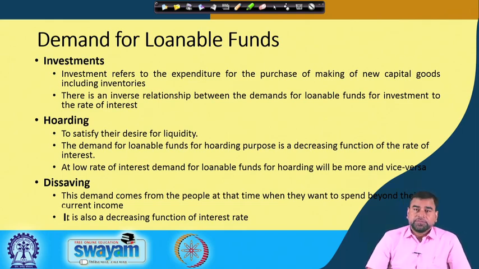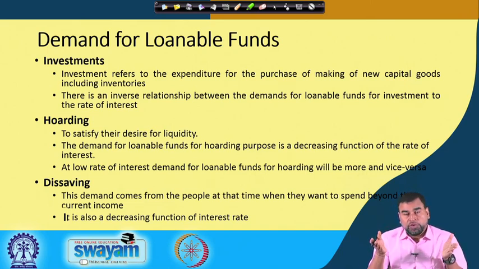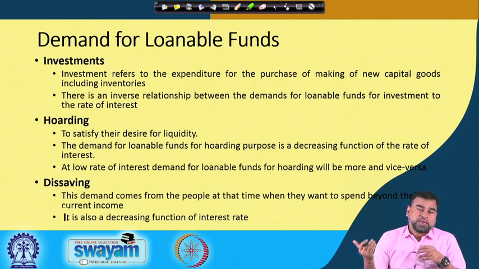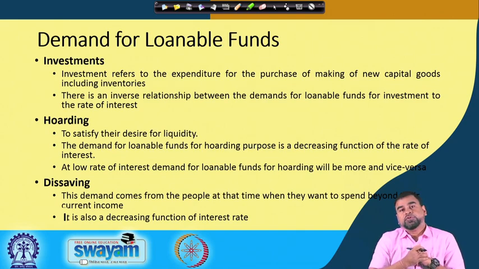So, one is investment. Investment is the expenditure for the purchase or making of new capital goods, including short term inventories. And as I already told you, there is an inverse relationship between interest rate and investment. The lower the interest rate, the more the investment, because the cost of funds will be cheaper, more people will demand money, and they can invest it in the market, and by that the demand for funds will go up.